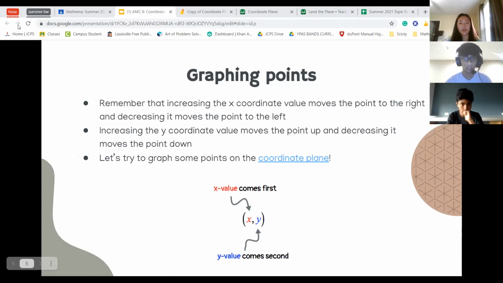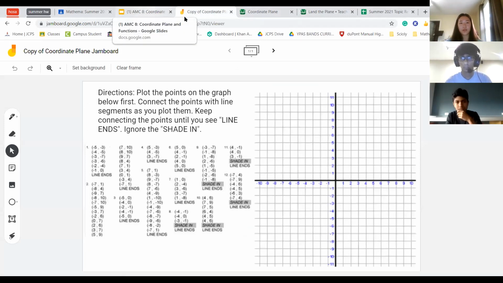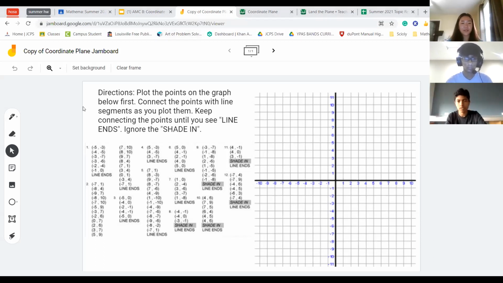So first, we're going to try to do some practice on a coordinate plane. So this is going to be a Jamboard. I don't know if you can see that right now, but we'll put the link in the chat. Yeah, I'll put the link in the chat. Or Kyan can do it. Wait, I think I might. Hold on. I can do it if you want. No, I have to do it because I feel like you might not be able to edit it. So tell me if you can.